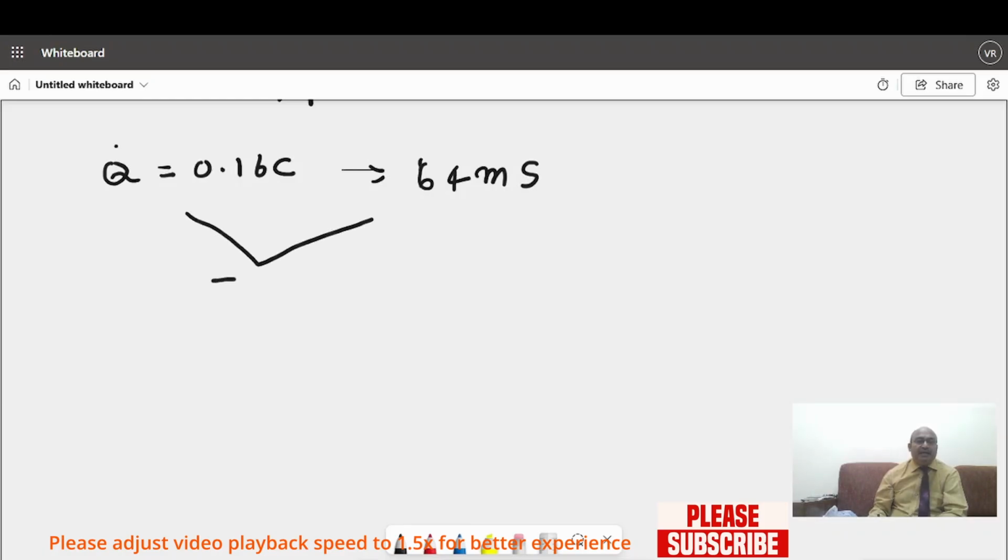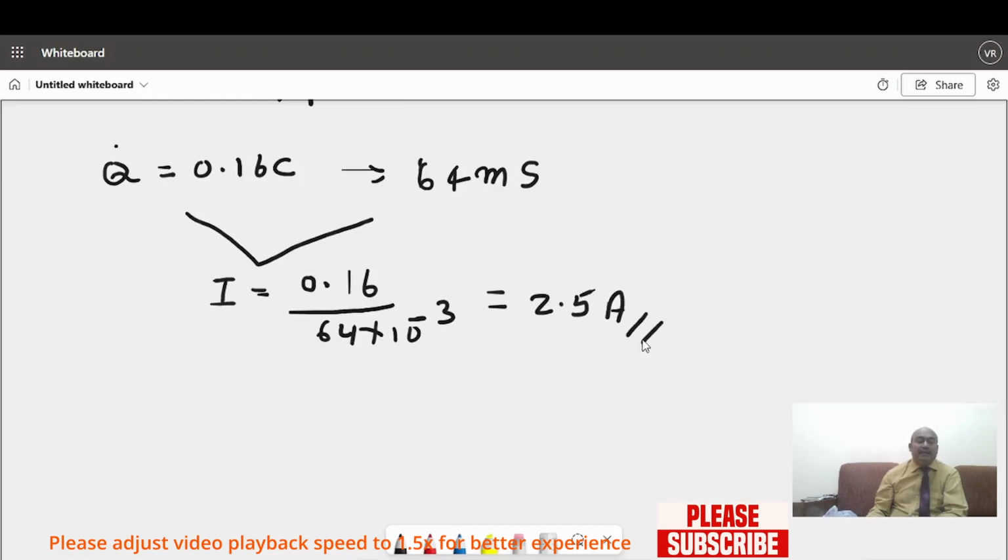So you will get I is equal to 0.16 divided by 64 milli, which means 10 to the power of minus 3, is equal to 2.5 amperes. Like that we have to calculate for every movement.